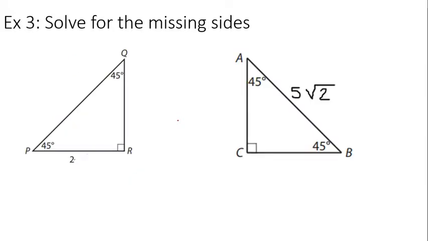Okay, so example 3, we're going to solve for these missing sides. In the first triangle over here, we know these two are the same. So if this is 2, that means this is also 2, which means the hypotenuse is 2 square root of 2.